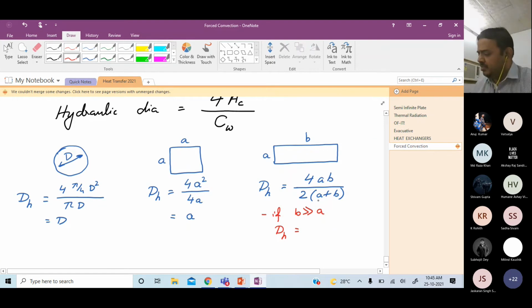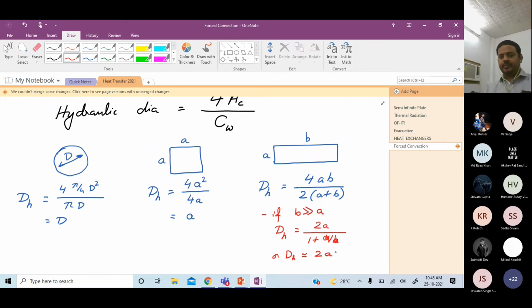You divide everything by B. So what do you have? 2A divided by 1 plus A by B. And A by B therefore tends to 0 because B is much greater than A, right? So DH is more or less equal to 2A.